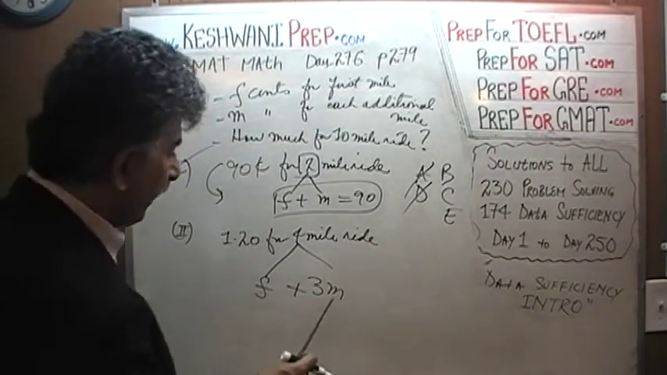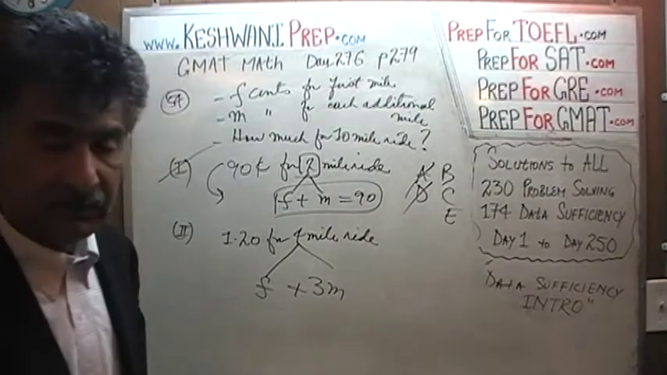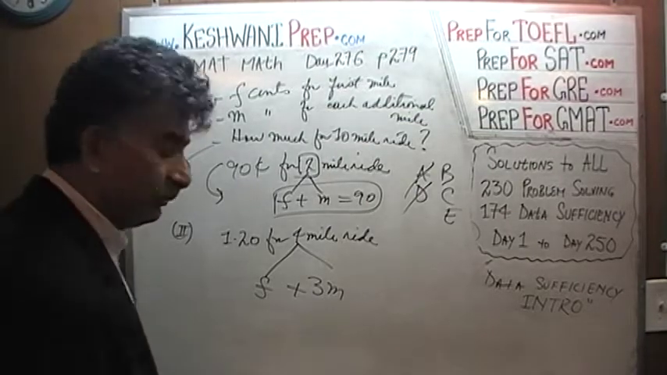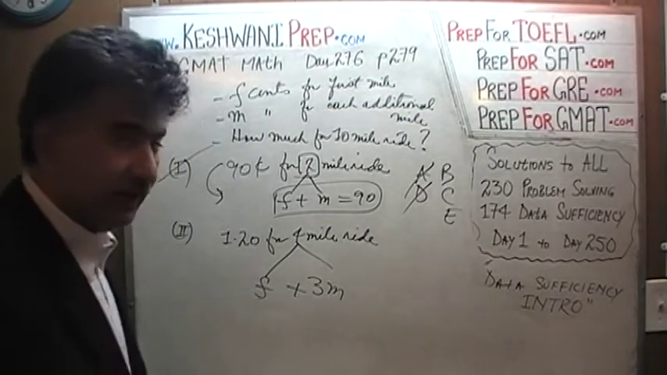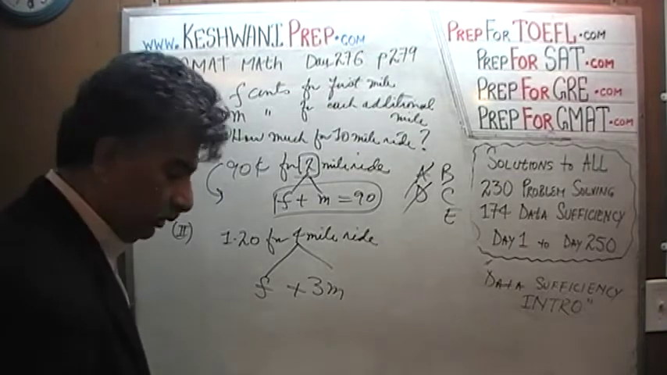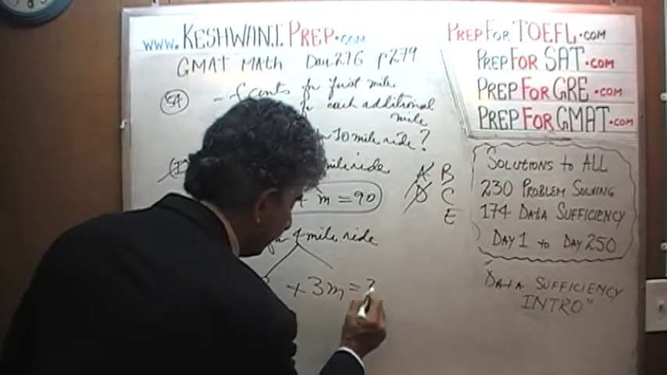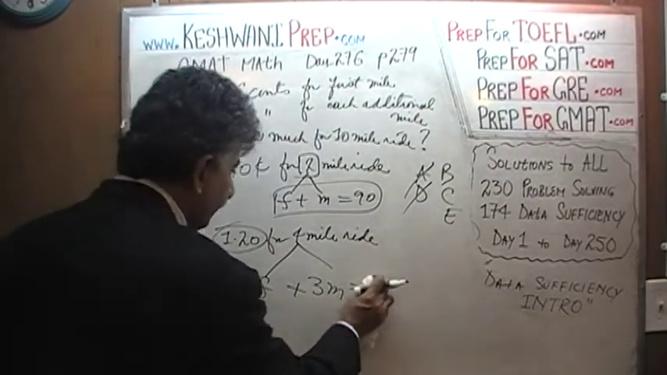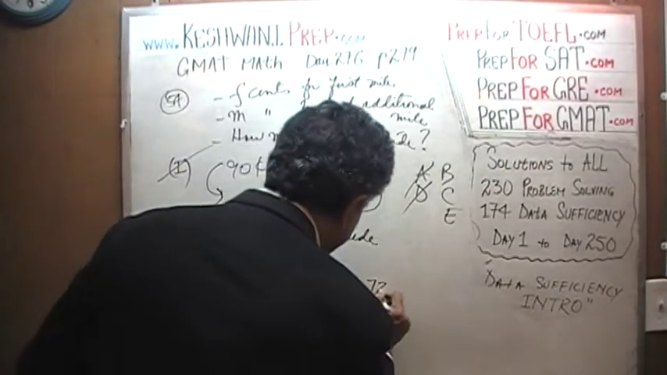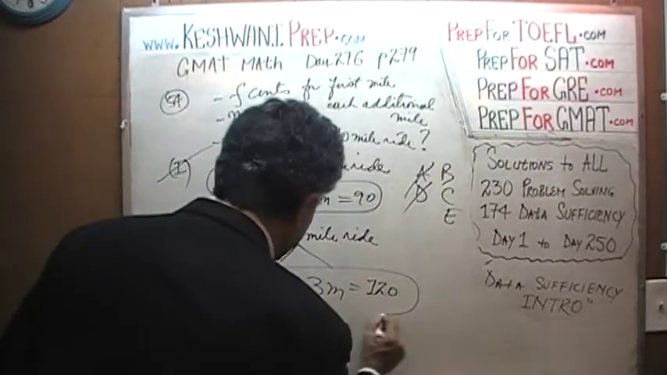So 3 additional miles are going to cost M times 3 cents, whatever the value of M happens to be. And the first mile is going to cost F cents. Together, we are told, the cost is 120 cents. There is your equation right here.